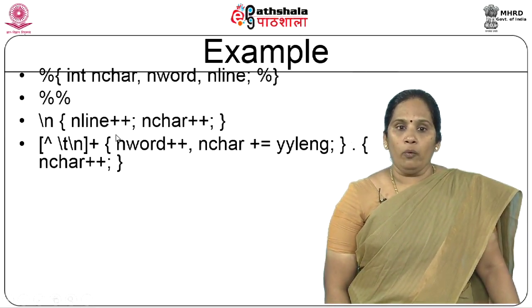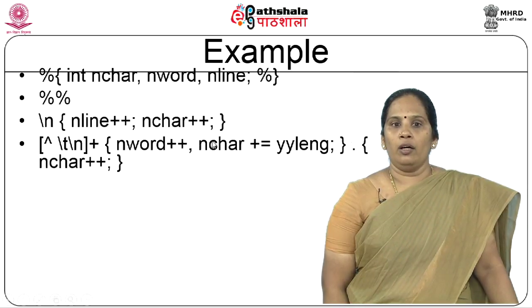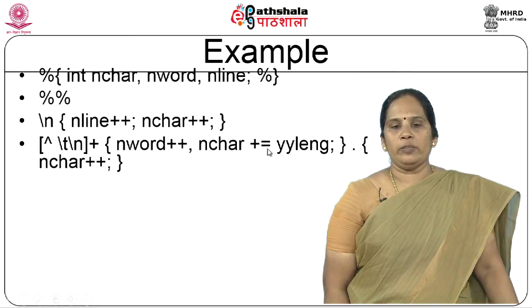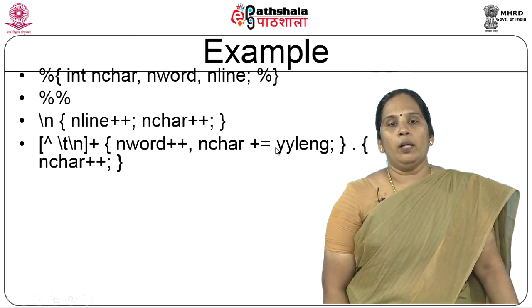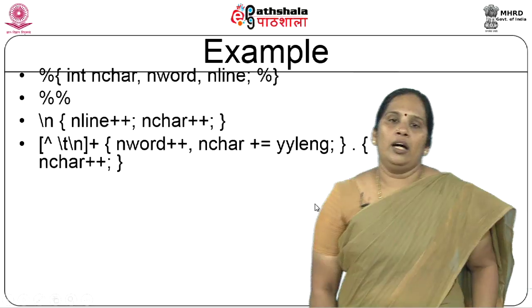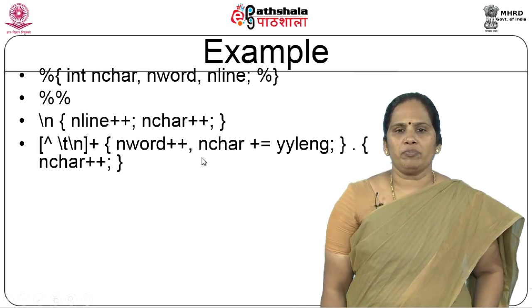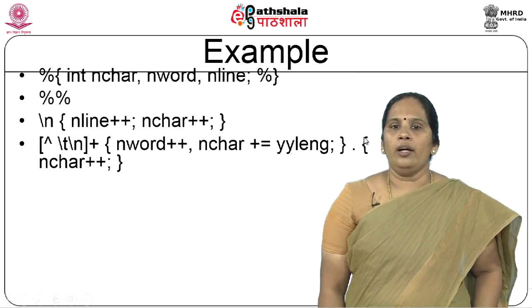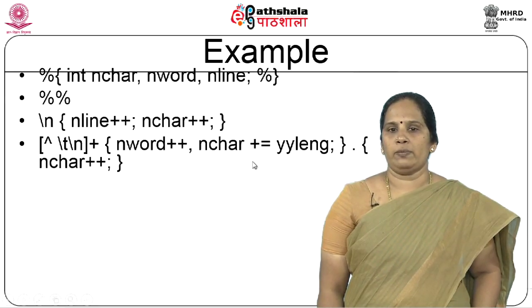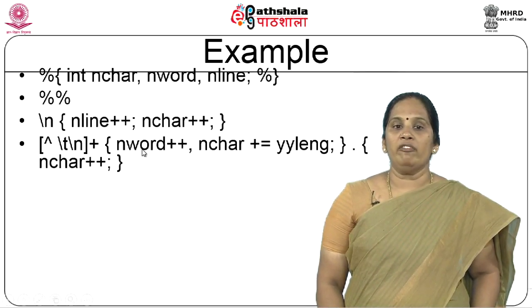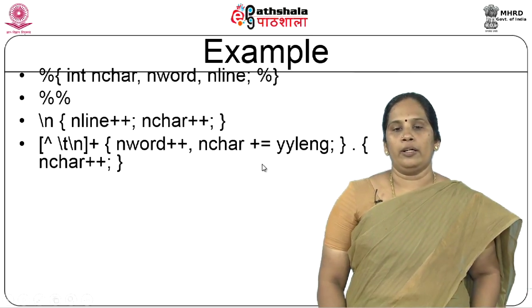So, in that case, I am incrementing my number of words by 1, and the number of characters will be nchar += yyleng, which means what? Number of characters is equal to number of characters plus yyleng. So, whatever you have encountered so far, yyleng will give the length of the text, yytext. Whatever is there will be added and stored in number of characters. I also increment the number of characters by 1, nchar++. So, I am incrementing my word count as well as my character count here.